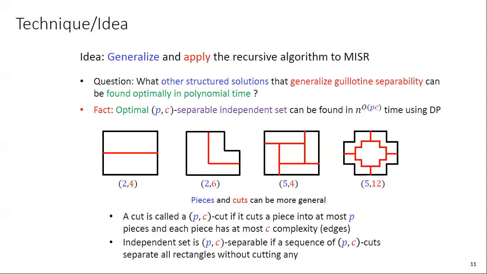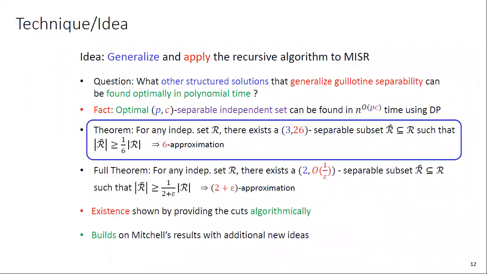So now we have kind of more freedom. We have a general family of what is well structured, and our goal is just to identify some values P and C for which we can prove something about the size of the optimal PC separable independent sets. So I want to show that if we take P equals 3 and we take 26 sides, then I can show that the ratio between the best of these and the maximum independent set is at most 6. So what were the constants by Mitchell?